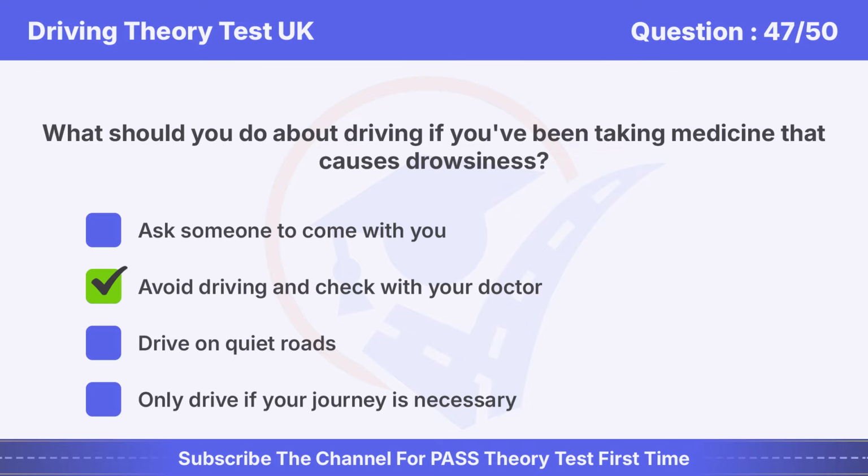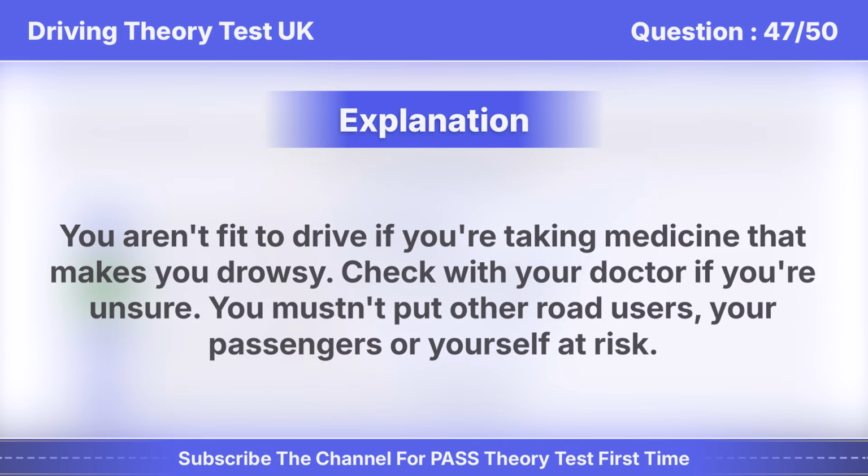Answer is B. Avoid driving and check with your doctor. You aren't fit to drive if you're taking medicine that makes you drowsy. Check with your doctor if you're unsure. You mustn't put other road users, your passengers, or yourself at risk.